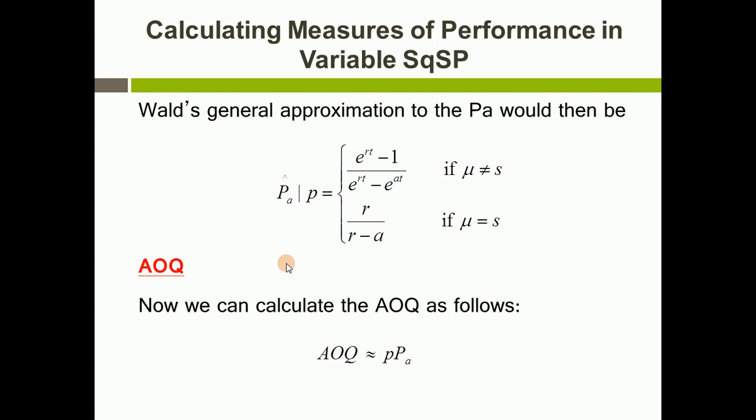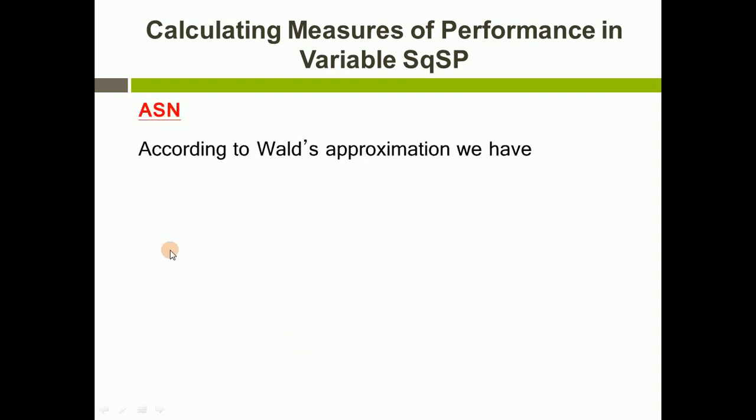Of course, for the AOQ we shall use the approximated formula, so we shall use P multiplied by the PA. Then the average sampling number, and according to Wald's approximation, if you can remember, it was expectation of Zm over expectation of Zi, or expectation of Z square M over expectation of Z square i if it happens that expectation of Zi is equal to 0. So the definition provided by Wald is still valid in the variable case.